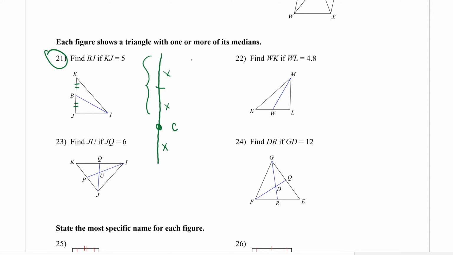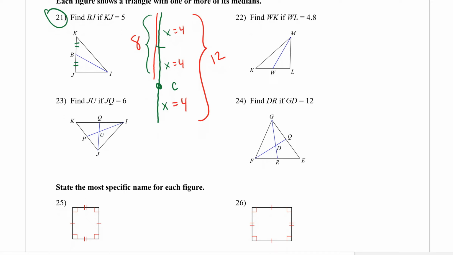So for example, if I told you the entire thing was 9 units long, then you know that this would be 3, 3, and 3. Let's try another one. If I told you that one piece right here is 4, then you'd know that these would be 4. So the bigger piece of the median would be 8, and the entire median would be 12. So you're going to use that to help you solve these ones.